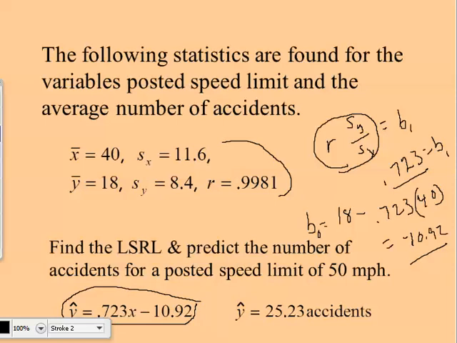Okay? So using this information, predict the number of accidents at 50 miles an hour. Well, I can take the 0.723 times 50 minus 10.92, and I wind up at 25.23 accidents. That was my predictor.